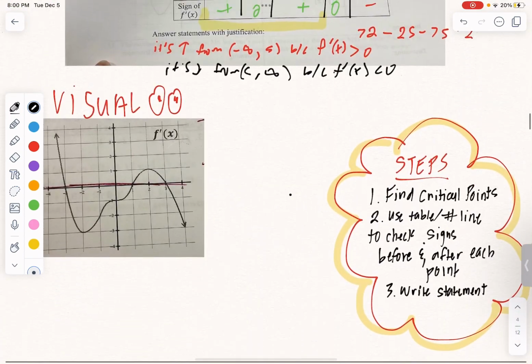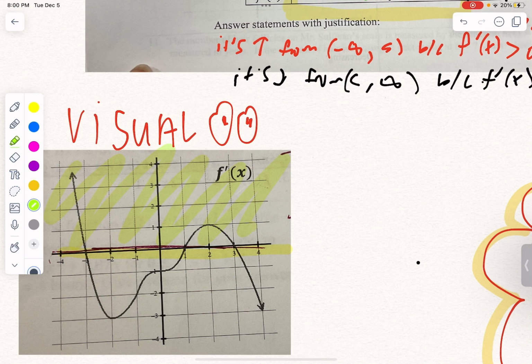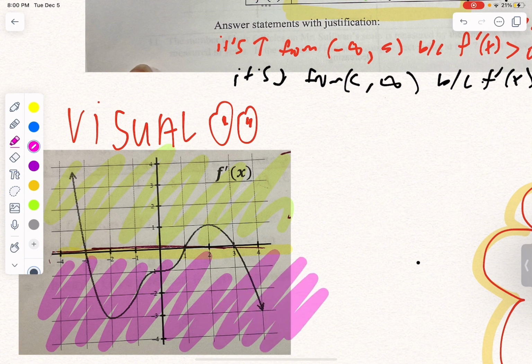I have a little visual here. This is the f prime graph, and I just wanted to note that the x-axis is going to show you whether it's positive or negative. Anything above it is going to have a positive slope, which means it's increasing on your f of x graph, and anything below it is going to have a negative slope on your f of x graph, and it's going to be decreasing.